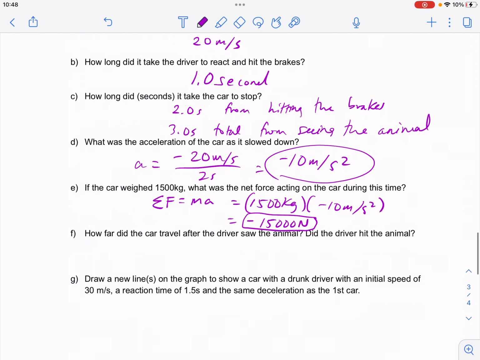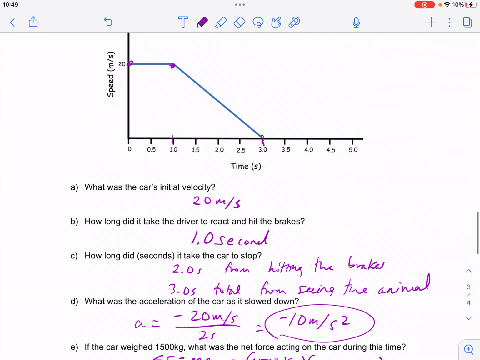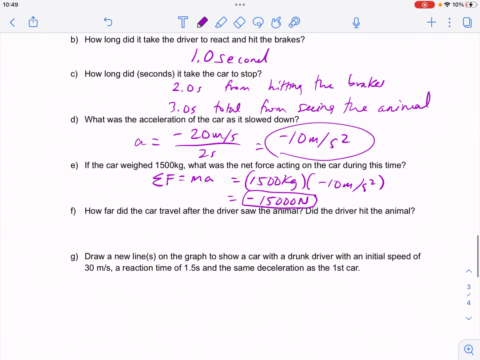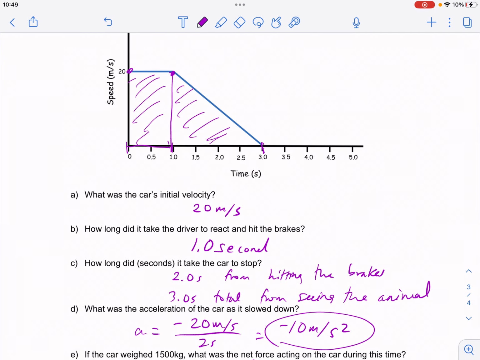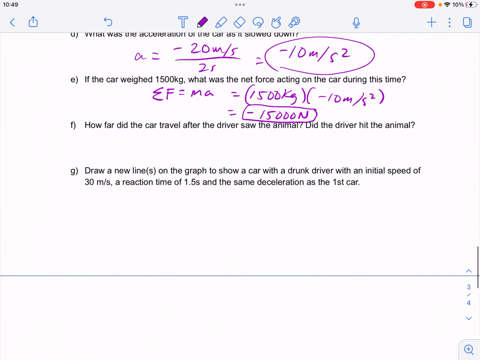How far did the car travel after the driver saw the animal, and did the driver hit the animal? So remember, distance is based on the area of a speed versus time or velocity-time graph. So I've got to break this into my 2 sections. I'm going to get this area, and then I'm going to get this area. So the first area looks like the bottom is 1 second, and the height is 20. So the first area is just 1 second times 20 meters per second. That means they traveled 20 meters in that first part.